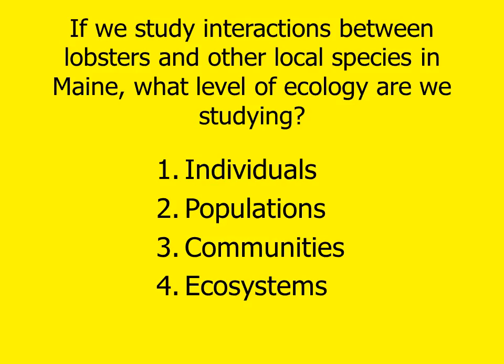Go ahead and answer this question. If we study interactions between lobsters and other local species in Maine, what level of ecology are we studying? The answer is number 3, because we're not only looking at lobsters as individuals, but populations of lobsters and their interactions with other species. So we're looking at communities. The question didn't ask about non-living things, so we're not at the ecosystem level.